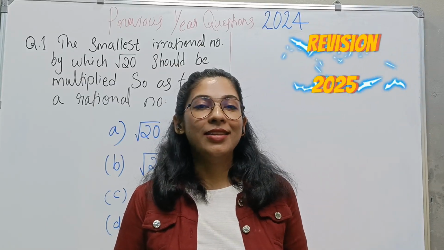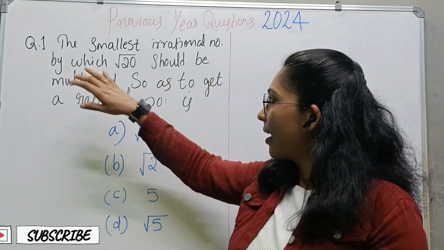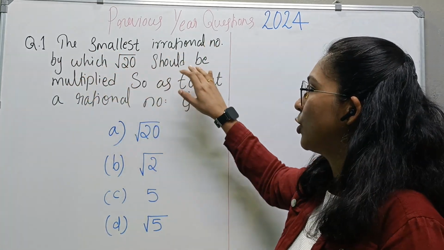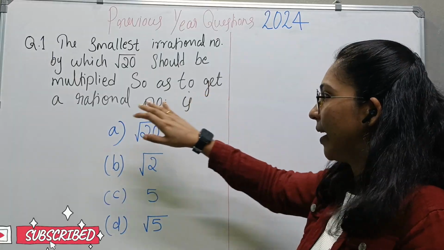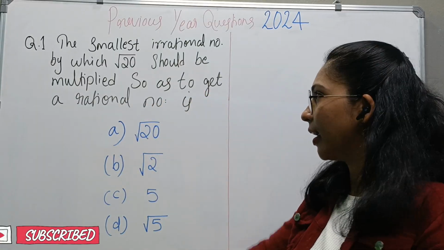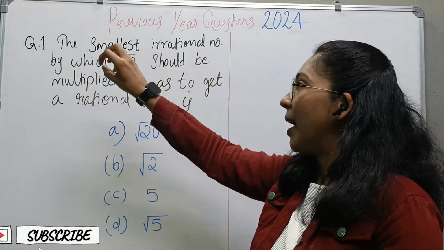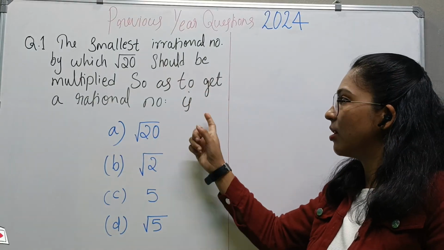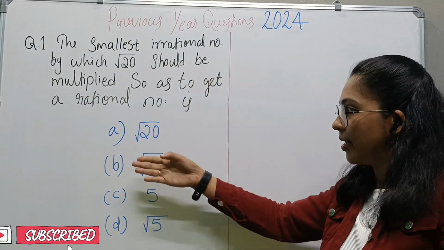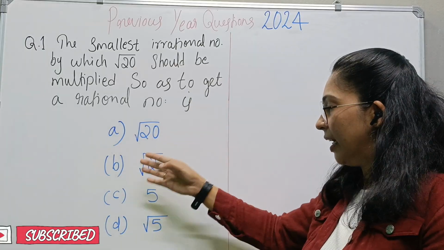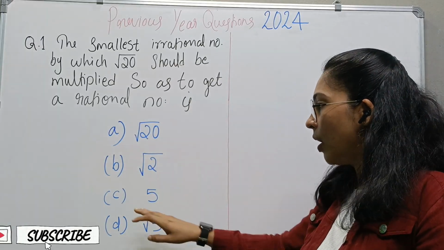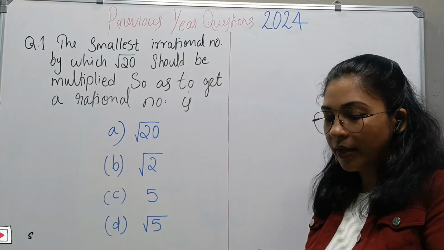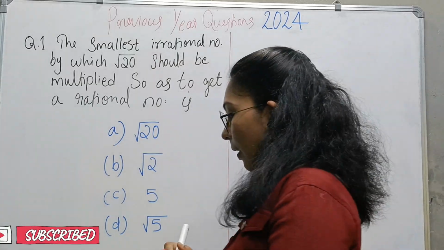So let's start. The first question is: the smallest irrational number by which root 20 should be multiplied so as to get a rational number is, there are four options. Option A, root 20; option B, root 2; option C, 5; and option D, root 5. So let's start.